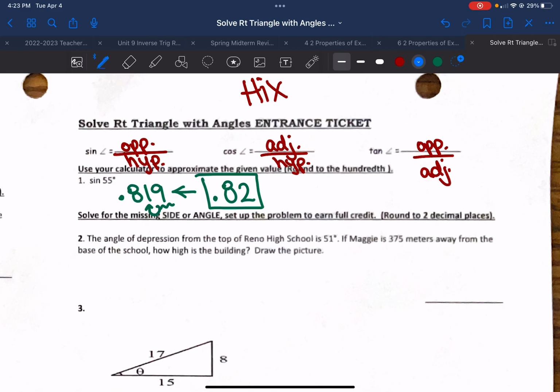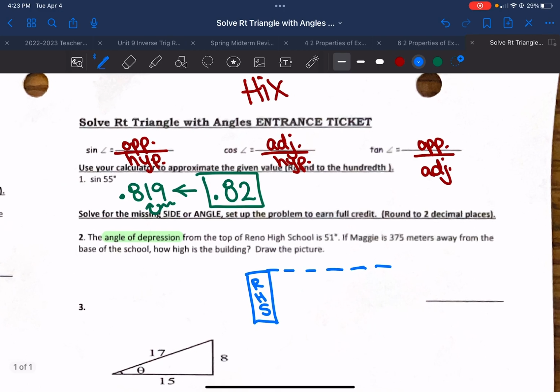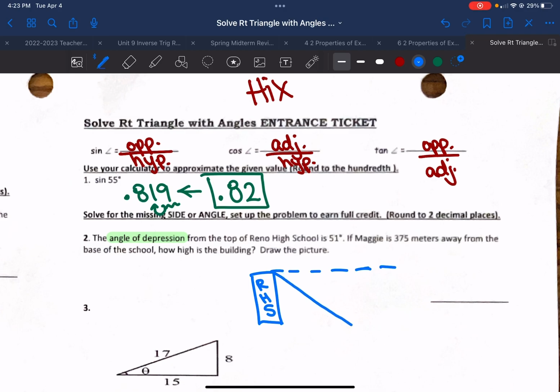All right, we are talking about angle of depression here. The angle of depression from the top of Reno High School is 51 degrees. Okay, so I'm going to draw Reno High School, RHS. And the angle of depression tells me that I'm going to go out, and from that horizontal line out, I'm going to draw my angle downward. So this here is going to be my angle of depression at 51 degrees.